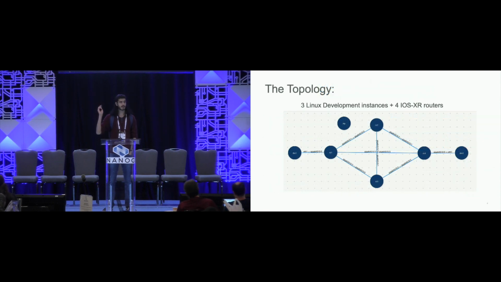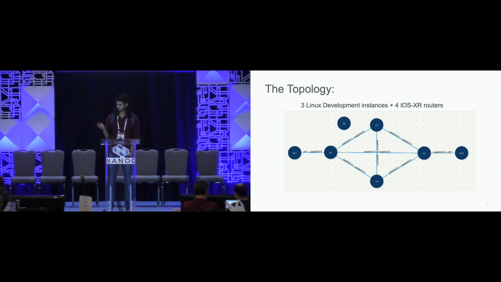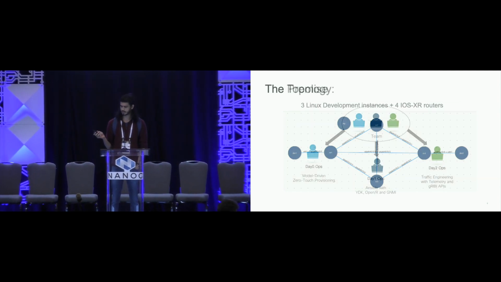This is the topology we ran with, and I'm sure the teams will give you further context on this. 3 Linux development instances per team. So each team has access to a pod with all of the instances shown here. And there are 4 IOS XR instances. We went with IOS XR primarily because of all the APIs and tools we wanted to use, and it fit the bill in terms of support and capability. So this is a quick snapshot of that.